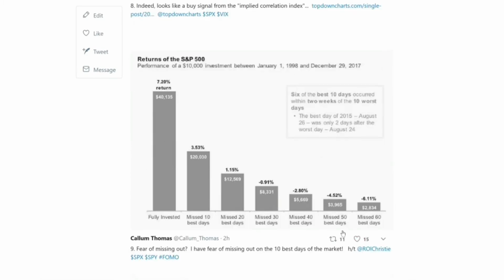Number 9, fear of missing out. Interesting. Maybe if you have a fear of missing out, you should consider this chart. If you miss the 10 best days of the market between this period, your longer term return would be almost half. So pretty interesting chart there.